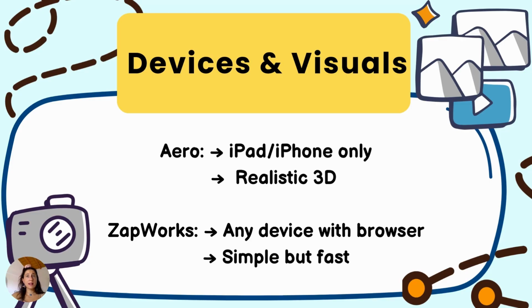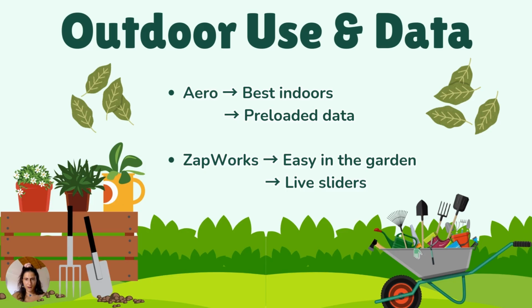Aero gives us very realistic 3D models, which is great for showing sceneries like the soil with the roots and the worms. Zapworks looks simpler, but it loads fast and works well outside. Aero works best indoors or in one fixed place. Zapworks is easier to use outdoors in the school garden because it works with QR codes.